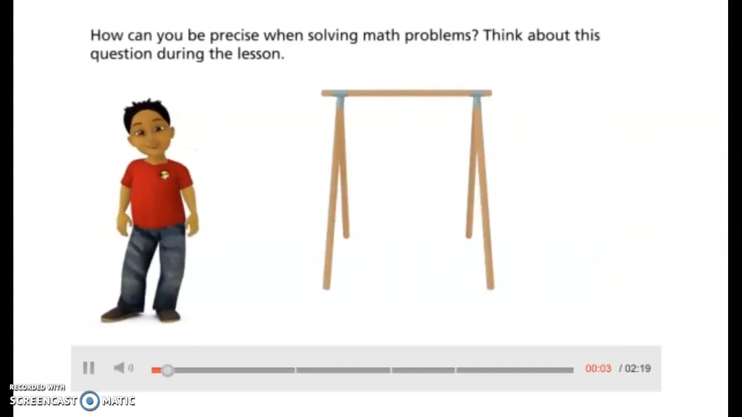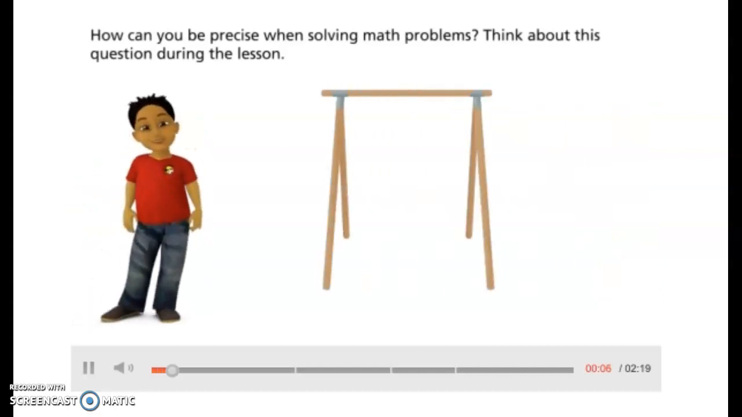How can you be precise when solving math problems? Think about this question during the lesson.